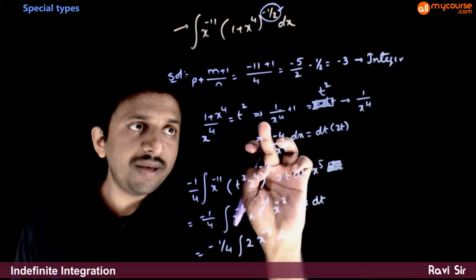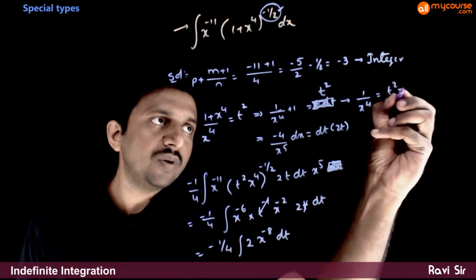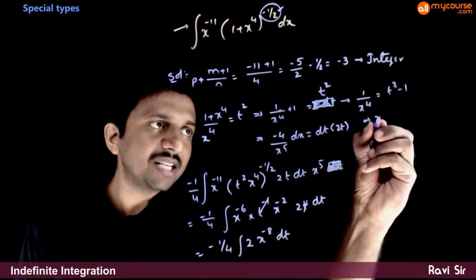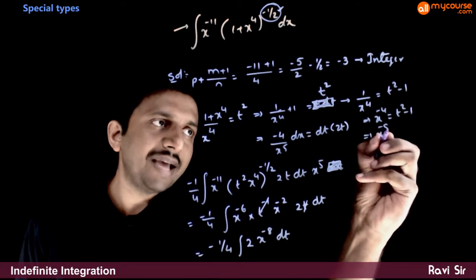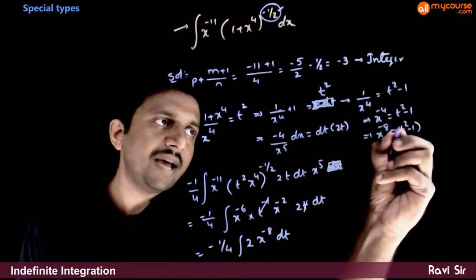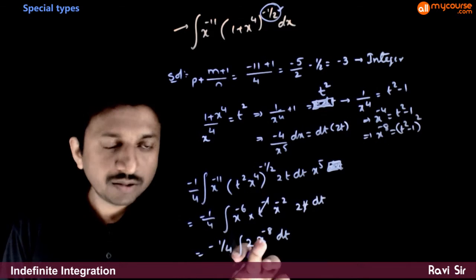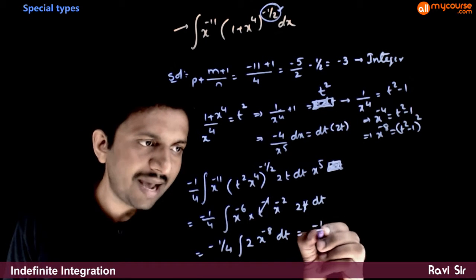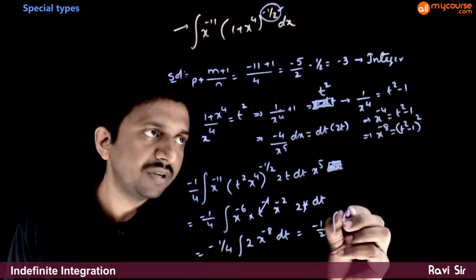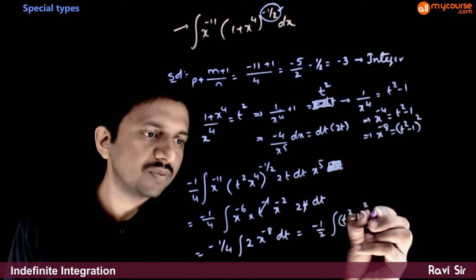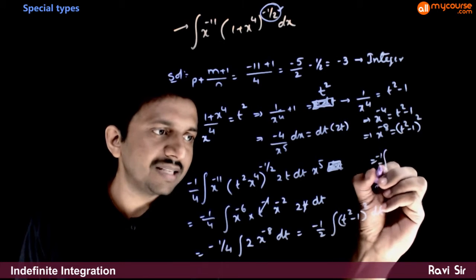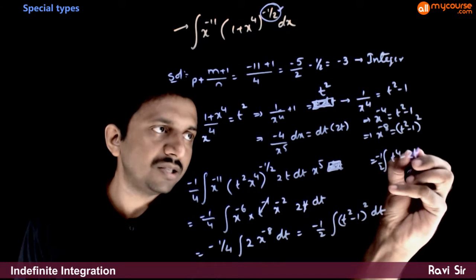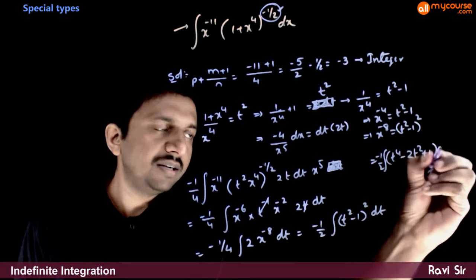And 1 by x power 4 is equal to t square minus 1. That implies x power minus 4 is equal to t square minus 1, so x power minus 8 is equal to t square minus 1 whole square. So minus 1 by 2 integration of t square minus 1 whole square dt is equal to the integration of minus half times t power 4 minus 2t square plus 1 dt.